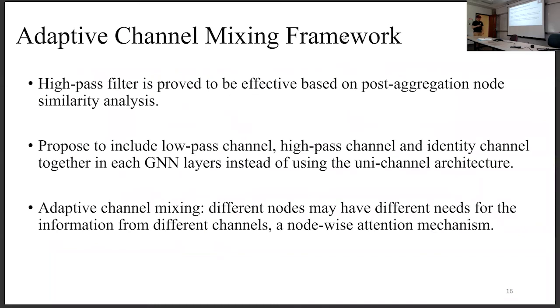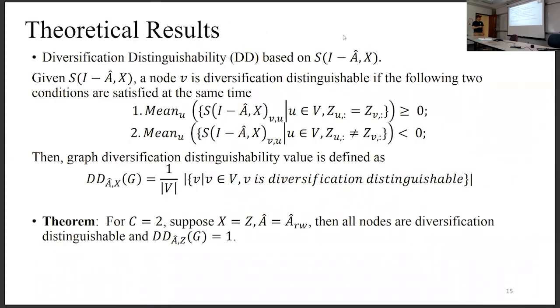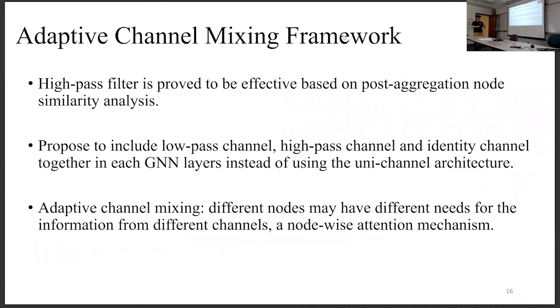So to really solve this problem, we propose to include the low pass channel. That is, we have the aggregation step, the high pass channel, and the identity channel together in each layer instead of using the unichannel architecture, which only has the aggregation step in each layer. And also from the above example, we can see that different nodes may need information from different channels. For example, node 1 and node 3 need information from the high pass channel, and other nodes need information from the low pass channel. So based on this observation, we design a node-wise attention mechanism to achieve this.